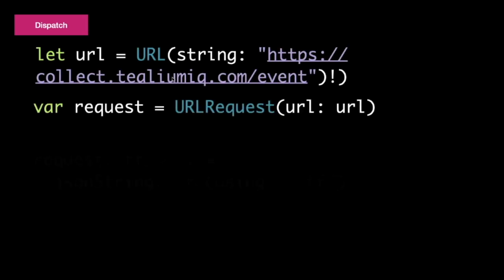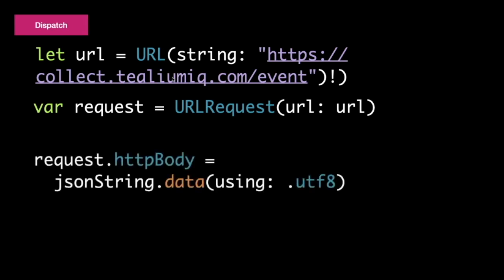Now it's time to use JSON serialization to serialize that string any dictionary and set it in our URL request that goes to the server. Now that use case is pretty simple. But as an analytics SDK, you want to be cognizant of the user's device. You don't want to have to send an event every time a track call is made. Instead, wouldn't it be nice to batch up those events?